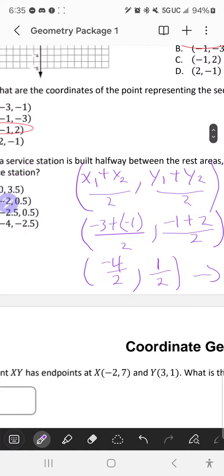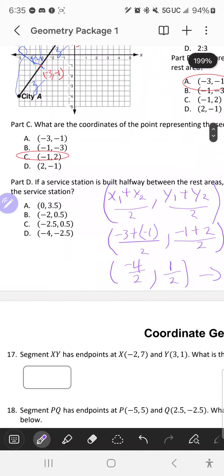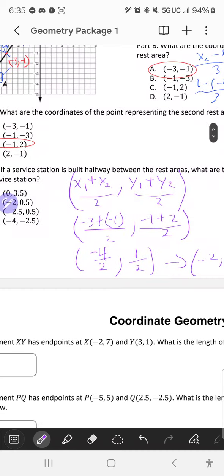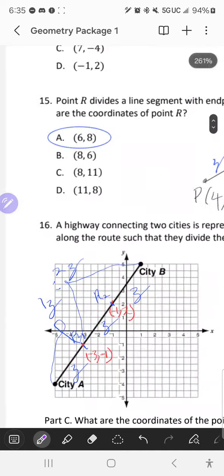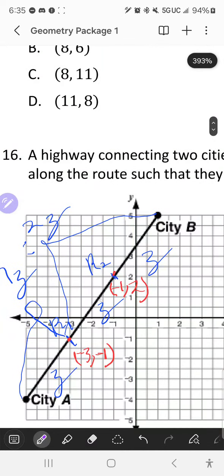And this is our result for this calculation, -2, comma 0.5, which is choice B. And it is right here in the graph. Yeah, right here.